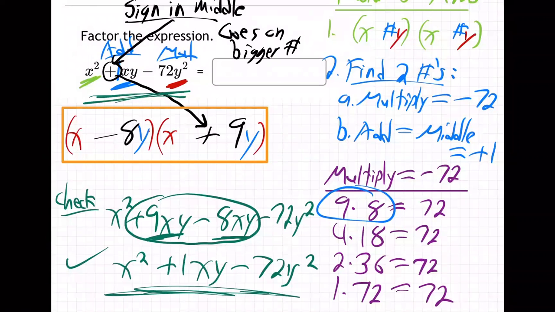And again, the order doesn't matter. You could have the 9 coming first, then the 8, but wherever the 9 is, he's got to have the plus sign on him because he's the bigger number. And the 8 has to have the minus. So the order doesn't matter, but the signs in the front do matter. You could have the 9 here and the 8 there, but the 9 has to be the plus wherever he is, and the 8 has to be the minus wherever he is, because the sign in the middle is plus, which has to go on the bigger number, the 9, wherever he is. There we go.